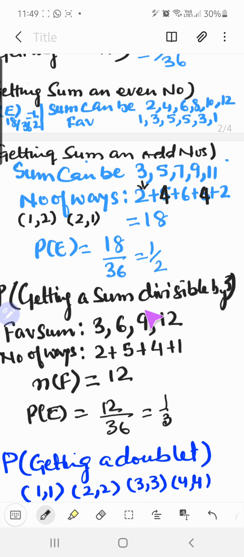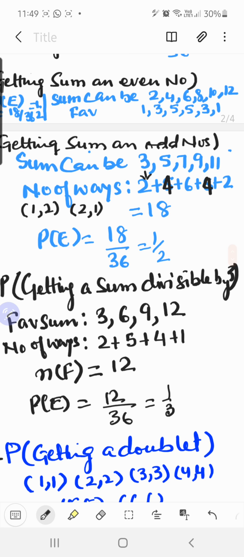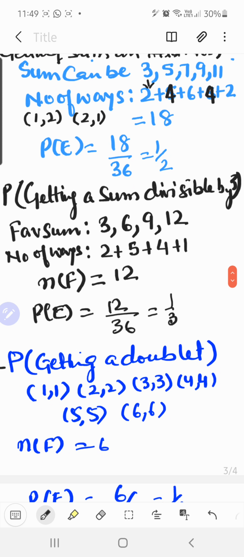Now getting a sum divisible by 3. Now how many sums are divisible by 3? First of all, you will ask how many sums are there which are divisible by 3. So the sums appear from 2 to 12. So out of these sums, if 3 appears, it is favorable, 6 is favorable, 9 is favorable, 12 is favorable. So all these are favorable sums.